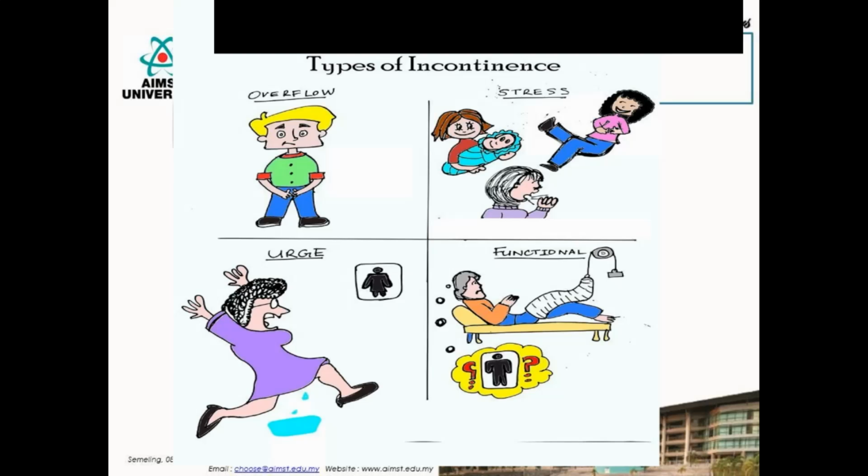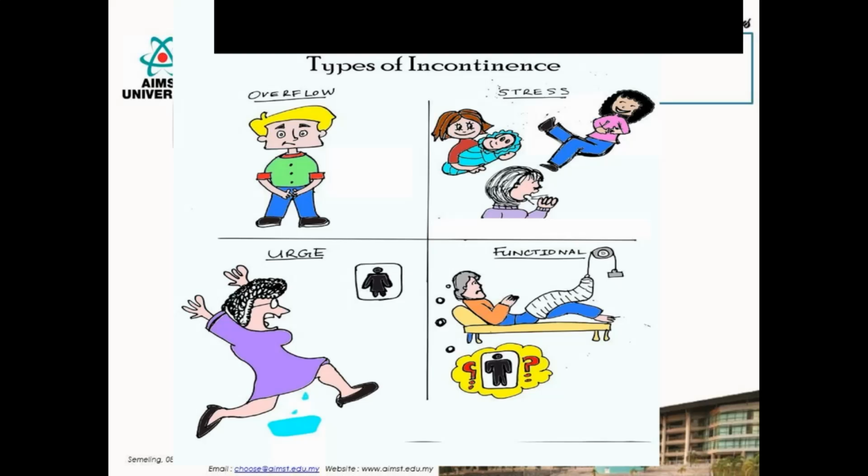Then stress incontinence is due to weakness of the pelvic floor muscle. The weakness of the pelvic floor muscle may be because of continuous coughing, sneezing, increase in intra-abdominal pressure, pregnancy. All that will lead to stress incontinence.